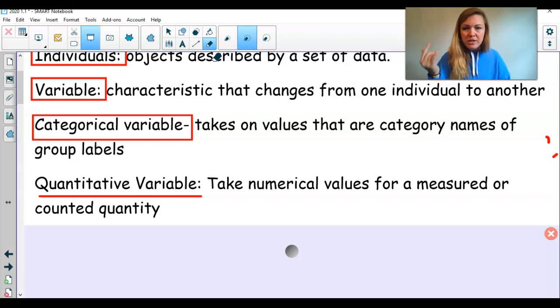At this time, I want you just to take 30 seconds to reflect. Make sure you know the difference between a categorical variable and a quantitative variable, okay? If you have any questions, write those down and we can talk about them together as a class.